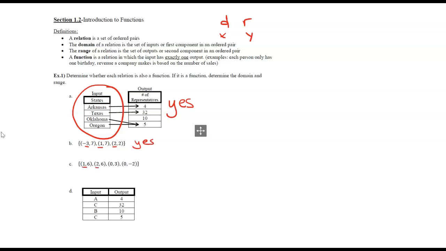We have 1, 2, 0, and 0. So 1 goes to 6, 2 goes to 6, that's not a problem.